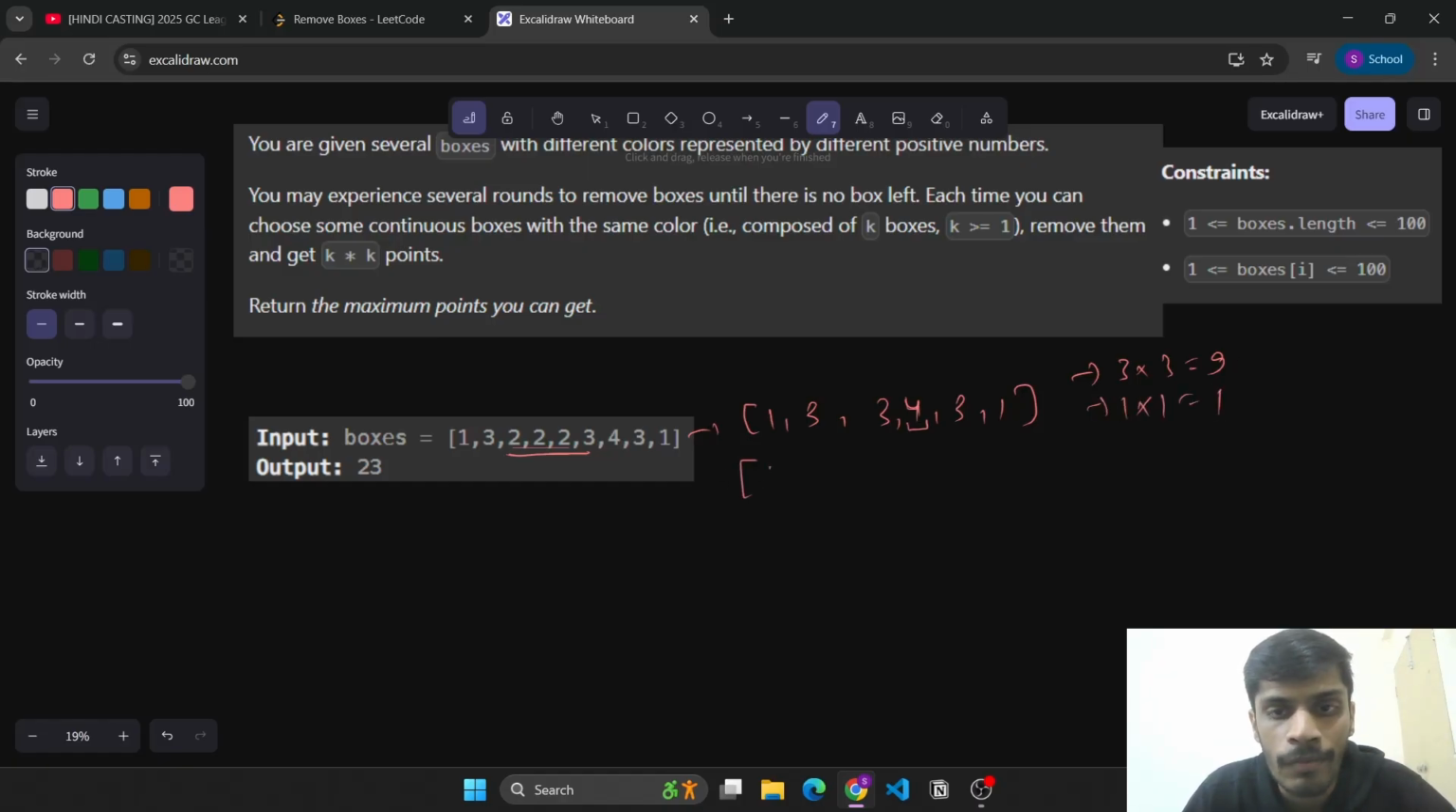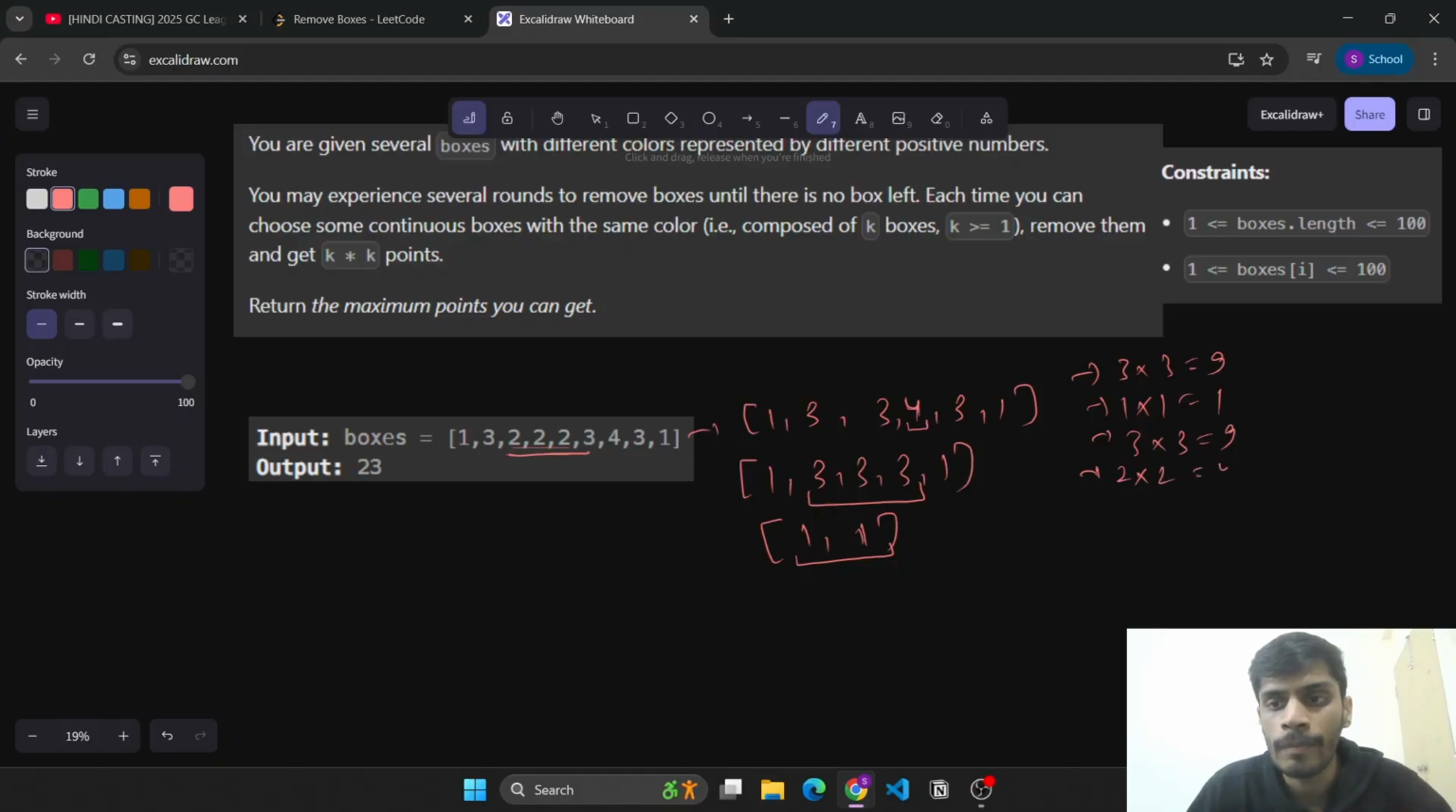And the new array will become 1, 3, 3, 3 and 1. Now if we remove this part, then again we'll get 3 times 3 equals 9. And the new array will become 1, 1. And again, removing length 2, we will gain 2 times 2 equals 4. And as we can see, the overall sum that we get is 23. And this is the optimal way of getting 23 as the output in this case.